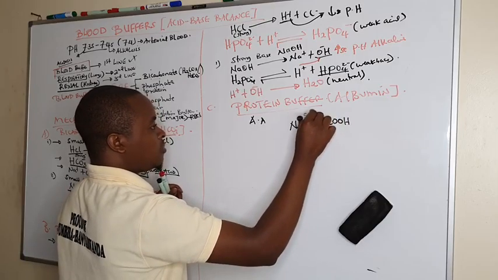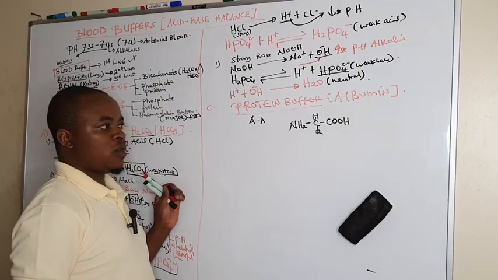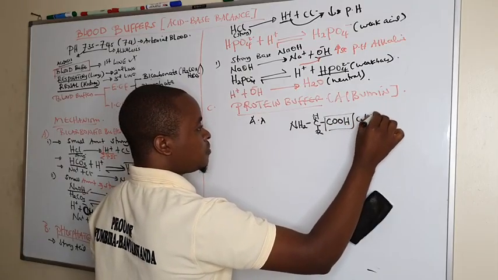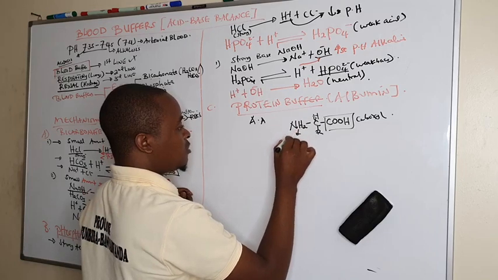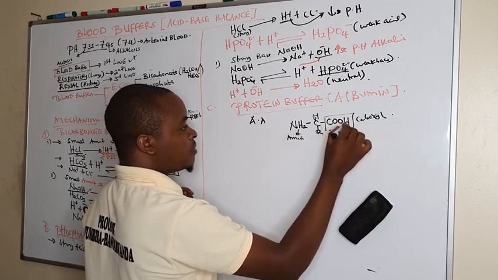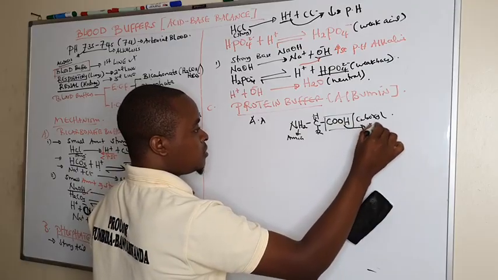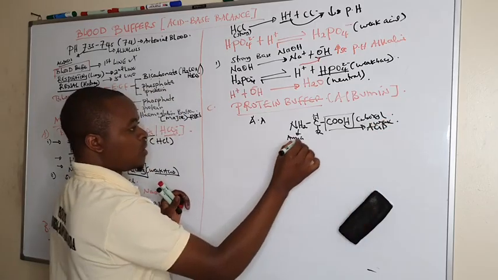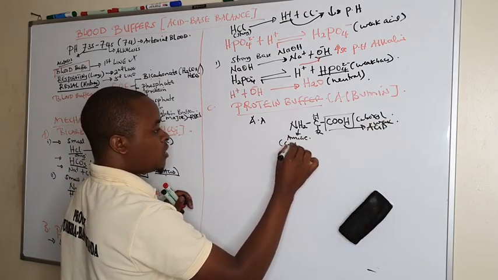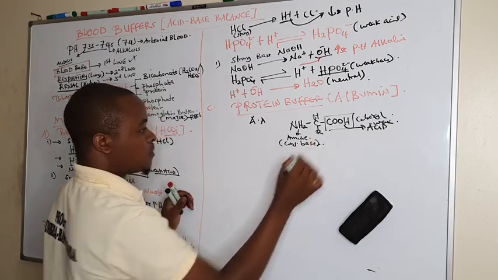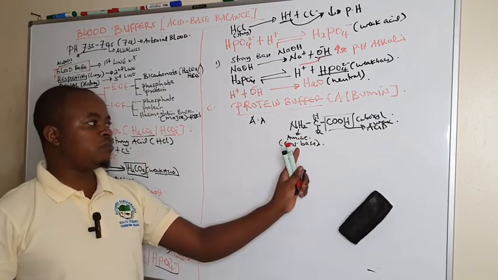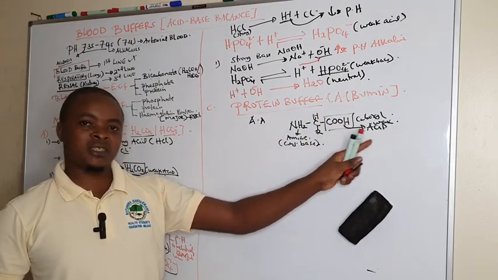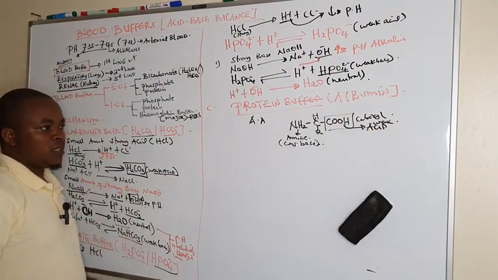Here it has the R group, then the H. So this is an amino acid. And an amino acid has a carboxyl functional group, and it also has the amine functional group, whereby the carboxyl acts as the weak acid, whereas the amine acts as the conjugate base. So the amine on the amino acid acts as the conjugate base, by accepting a proton, whereas the carboxyl group acts as the weak acid by donating a proton.